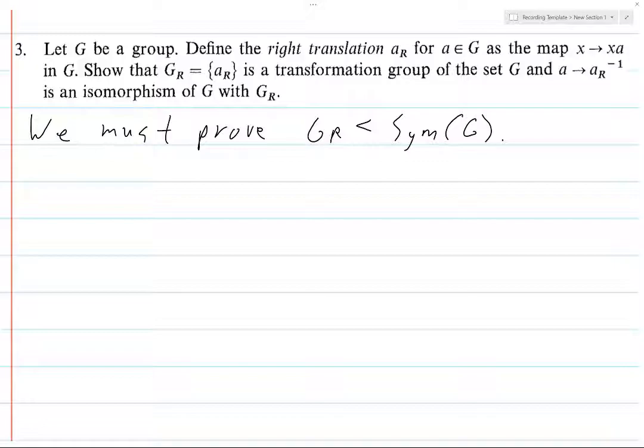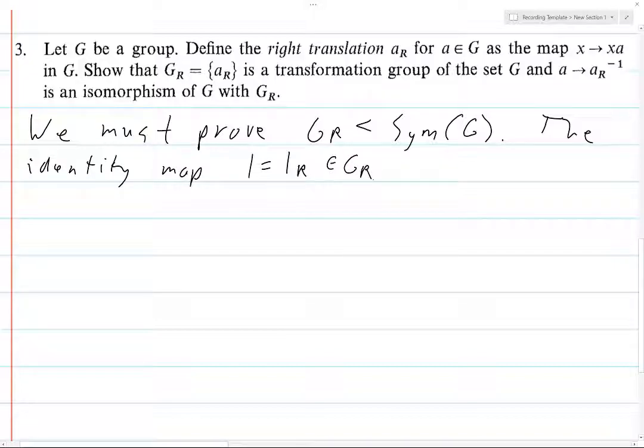And so, let's see here, the identity map 1, which is 1_R, and that's just multiplication on the right by 1, and that's going to be in G_R. So, got that. Do we have to verify that this is 1? If you have to do it, go ahead and do it. I'm not going to do it because it's very straightforward.